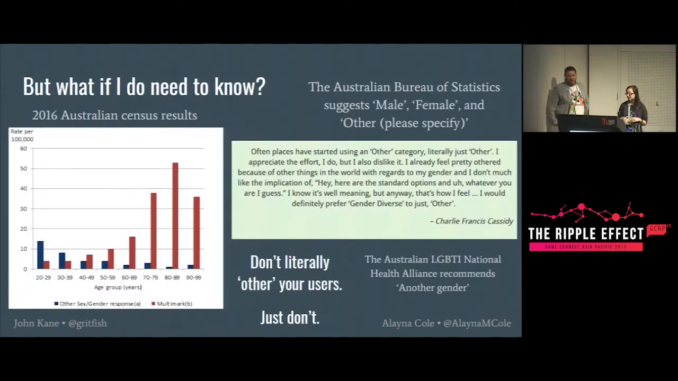Totally. There's other things you can use as well, like another gender is a recommendation that's been made for not using other. But the Australian Bureau of Statistics is like, just use other, don't just use other. And this is a lovely quote from Charlie about why using other is not the best plan. If you know Charlie, Charlie goes by they, them, and gave me this beautiful quote to talk about the idea of othering your audience. So yeah, don't do that.